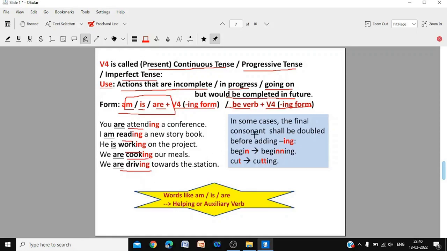In some cases, the final consonant should be doubled. You need to double the final consonant before adding ing. Begin, beginning. See, the final N is doubled. Cut, cutting. See, the T is doubled. Now, the words like am, is, are are called helping or auxiliary verbs. So, we have the auxiliary be verb followed by V4 or ing ending verb form.